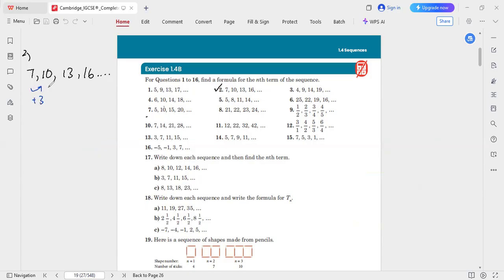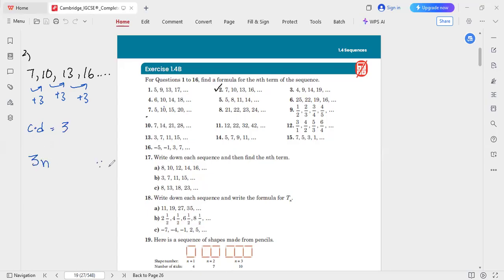Adding 3, we will be getting 10. Adding 3, we will be getting 13. And adding 3, we will be getting 16. It means that the common difference is 3 each time. So 3 you need to multiply by n.